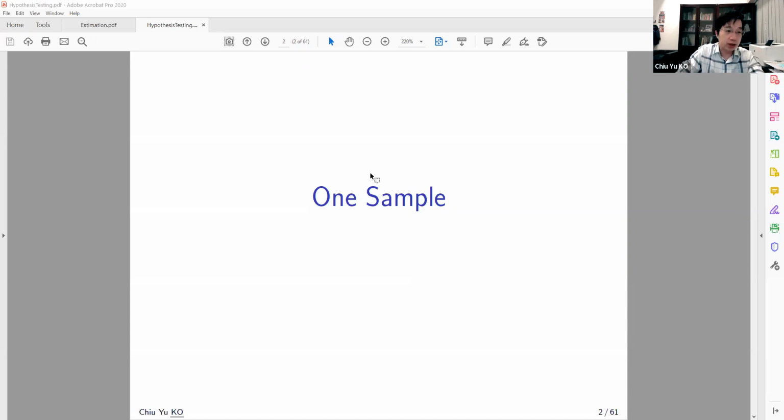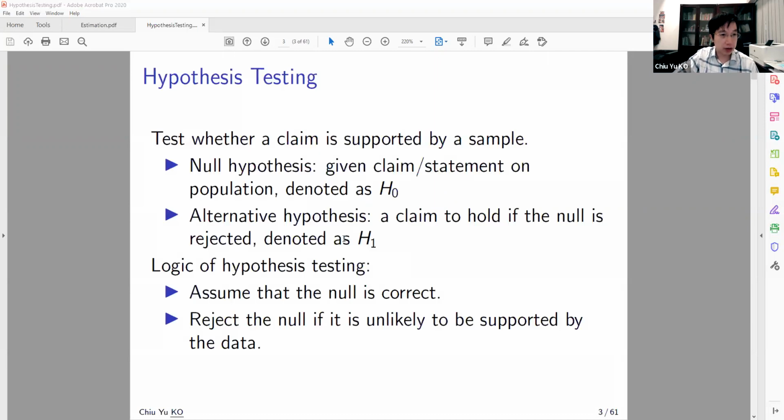But we focus on one sample, and so far we have been talking about one sample. So starting with one sample is most appropriate, and two samples will be needed later when we have some categorical component that we would be interested in.